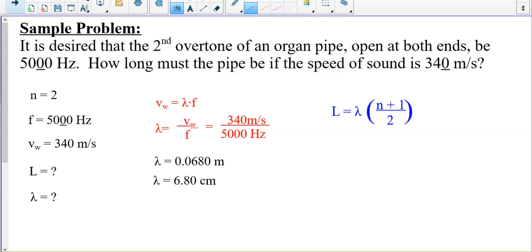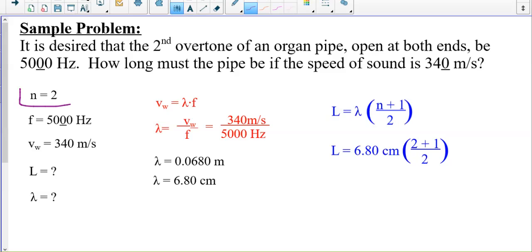I'm probably going to want to use centimeters from this point on, because after all, in the next part of the equation, I just have two lengths. So whatever my wavelength is, if it's in meters, I'll leave my length in meters. But if I put this wavelength in centimeters, then my length will be in centimeters. So since I'm dealing with a small number, I'll just use centimeters from this point forward. So therefore, my wavelength is 6.8 centimeters.